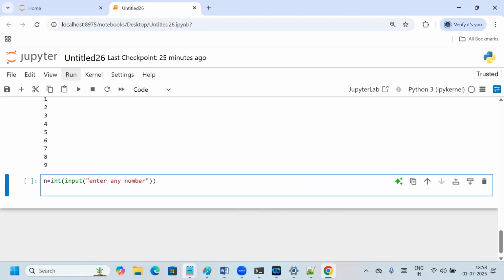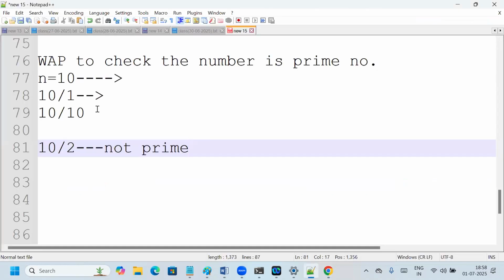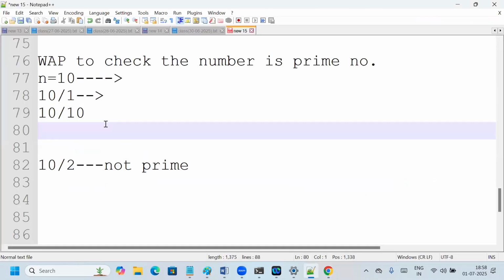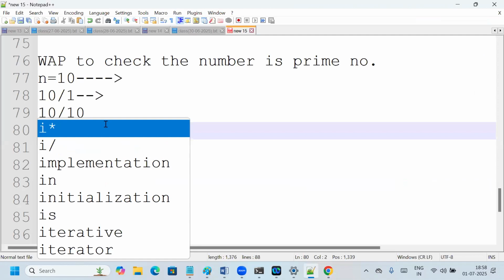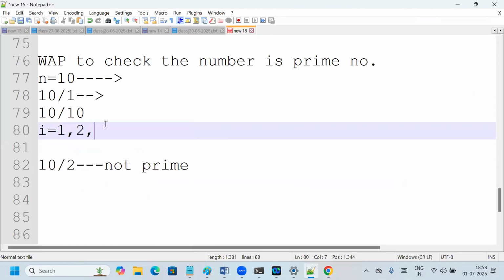Now think guys here. See. Suppose n is 10 guys. N is 10. So how many divisors do I need to check guys? 1 2 3 4 5 6 7 8 9. Am I required to check by 11? Should I divide 10 by 11? So up to where do I have to check each time? Only up to 10. Correct. So guys, I will check whether 10 is divisible by 1, by 2, by 3, like that.